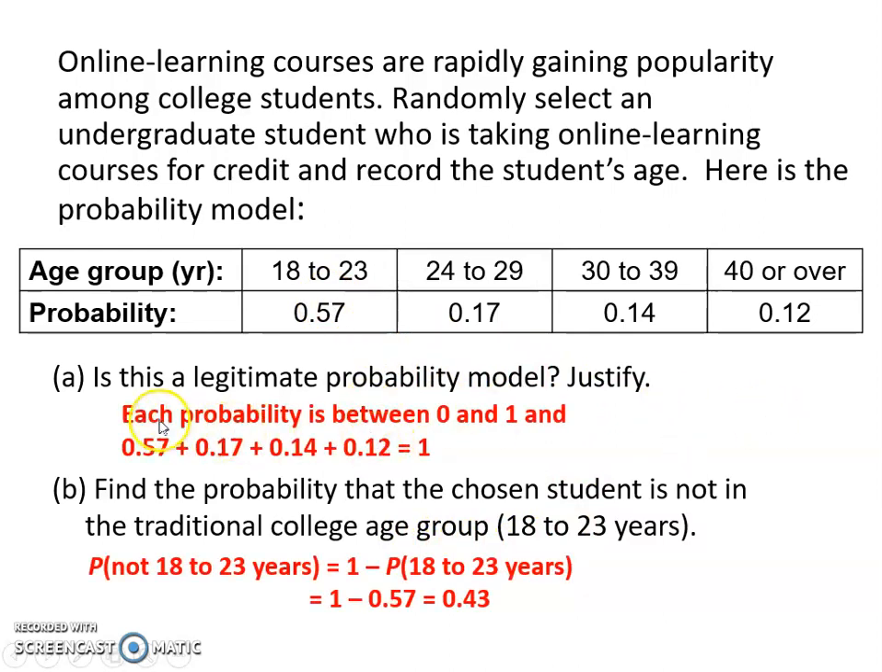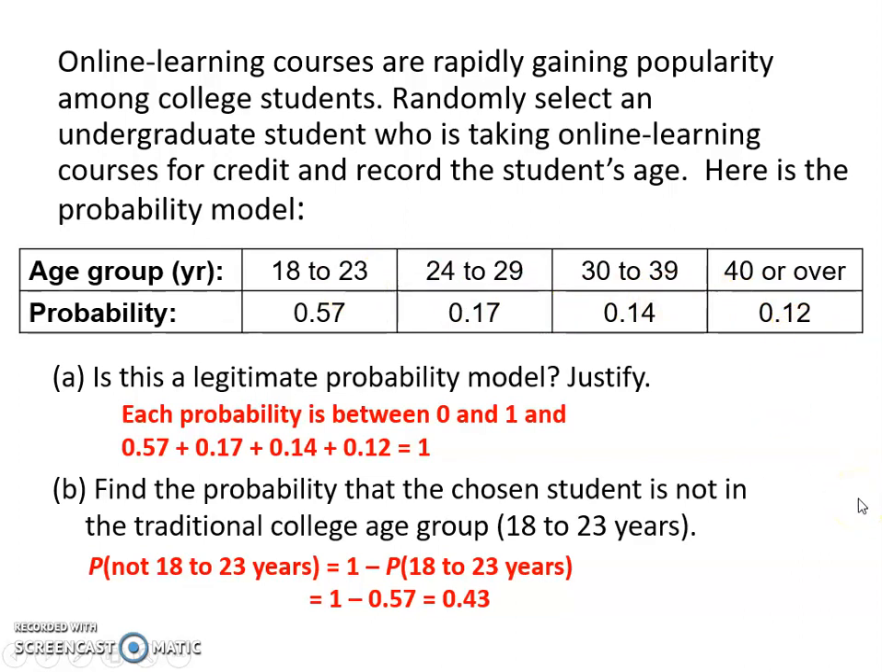So this is a legitimate probability model. Each probability is between 0 and 1, and if I add up the probabilities, it adds to 1. Now this is a really handy fact. If I had only found the data for the first 3, I could know, as they told me it was a probability model, I could simply subtract these 3 from 1 to find out what's missing.